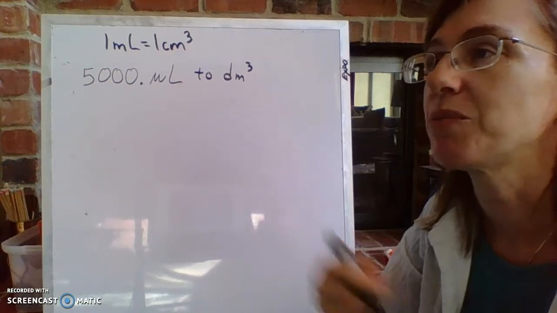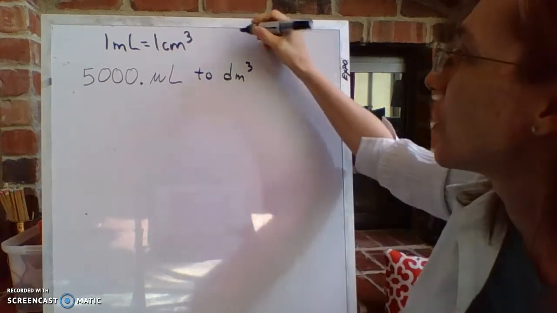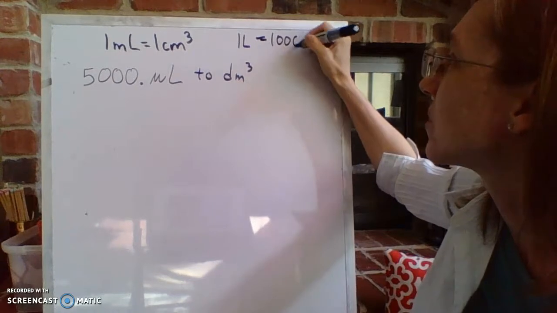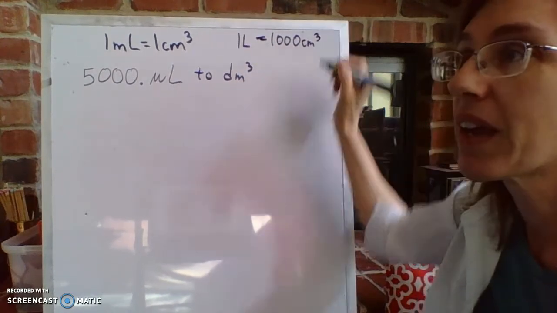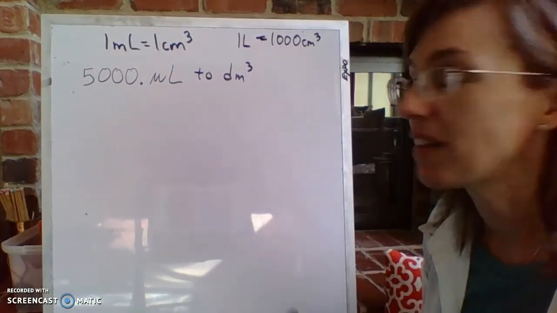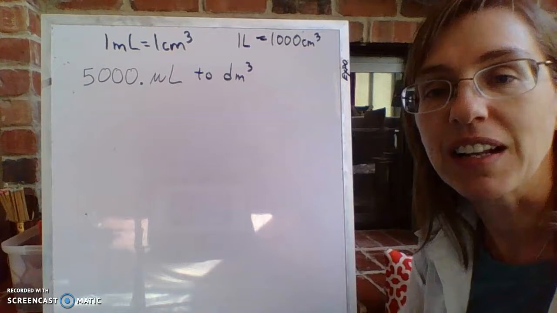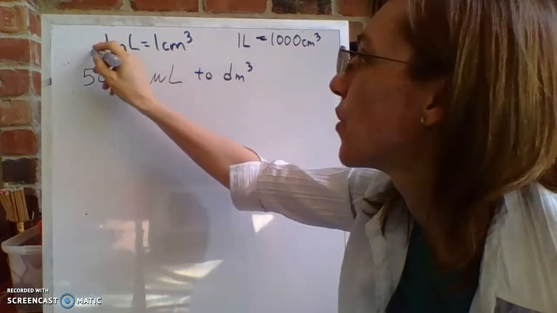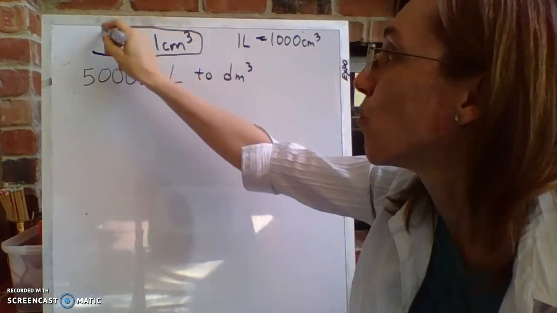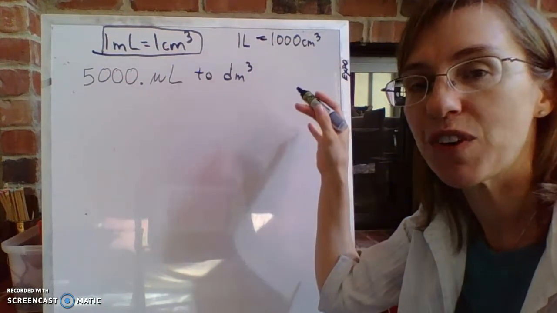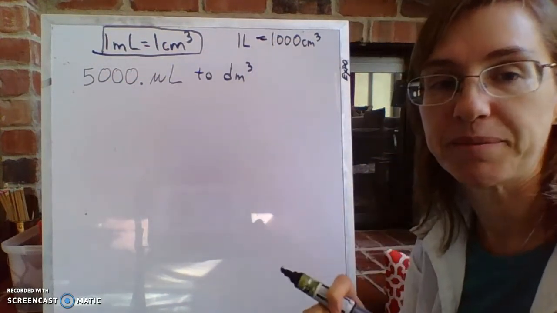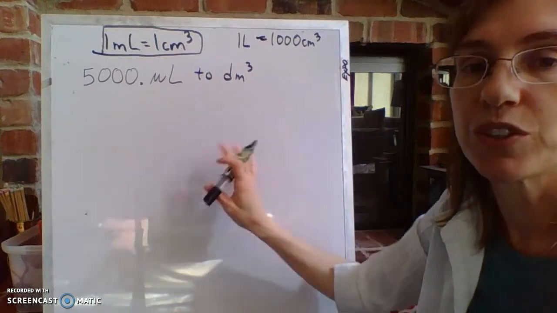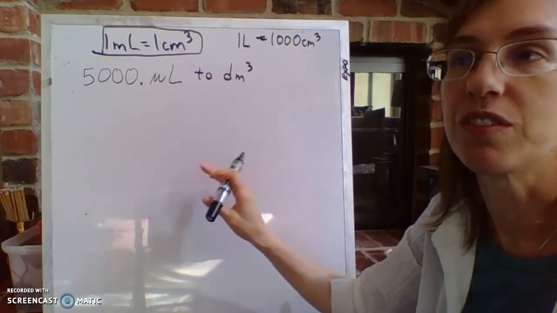Now, you can memorize other conversion factors. For example, 1 liter equals 1,000 centimeters cubed. But I'm of the opinion that I've got a lot of stuff up here, and I can only memorize so many things. So if I only have one thing to memorize and I have to figure out the rest, that's better for me. So we're going to use this conversion factor whenever possible, and we'll just use the metric units to convert back and forth.